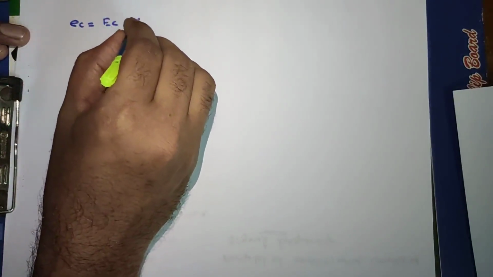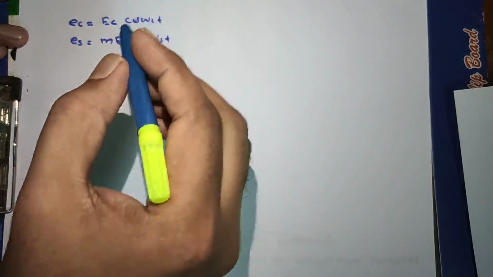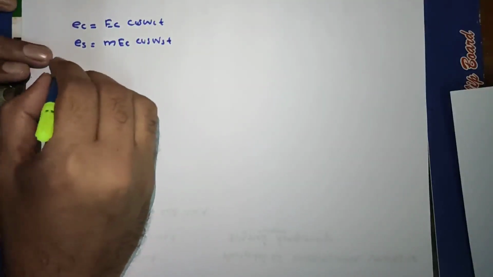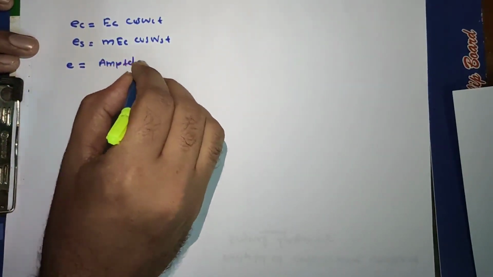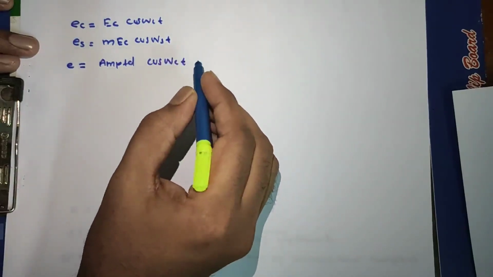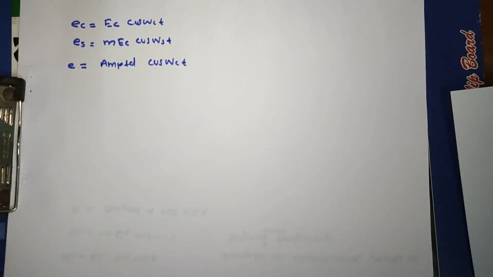So our results are: the instantaneous value of the carrier wave eC is equal to amplitude into cos omega c t, and the instantaneous value of the signal es is equal to M times EC cos omega s t. Now, in amplitude modulation, the amplitude of the carrier wave varies at signal frequency, and the instantaneous value of the amplitude modulated wave will be equal to the amplitude of that wave into cos omega c t. The frequency of the amplitude modulated wave will be the carrier frequency, whereas the amplitude varies with respect to the amplitude or intensity of the signal.